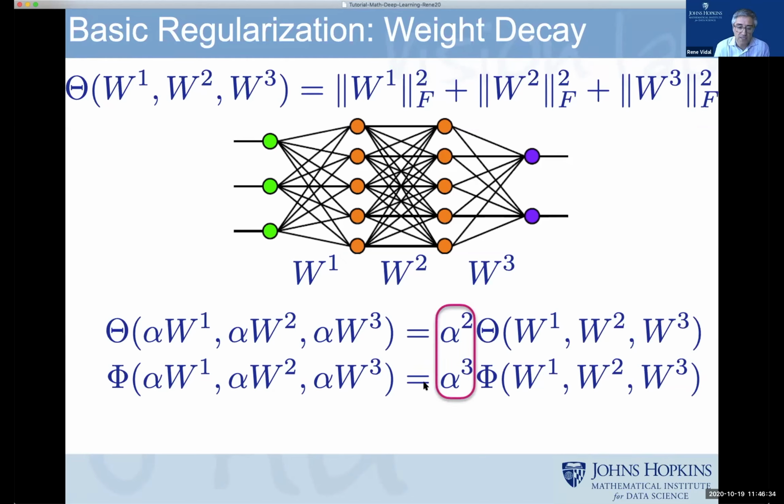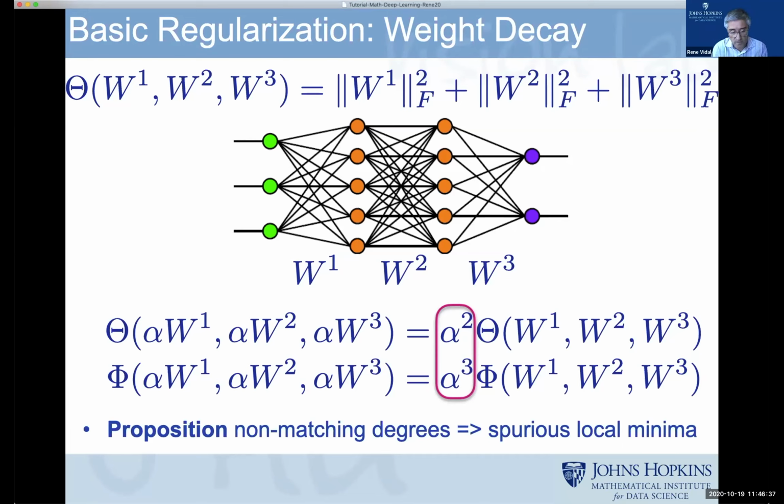And it can be shown that the existence of local minima is because you have a network whose degree is different from the degree of the regularizer. So an important assumption moving forward we will make about the regularizer is that it is homogeneous, but of the same degree as the degree of the network. So if typically you have a network with 100 layers, then you need to construct a regularizer of degree 100.